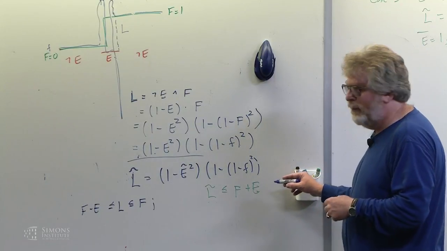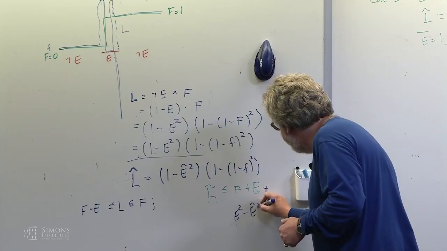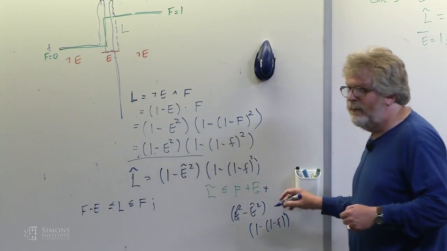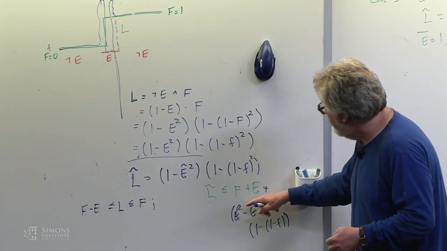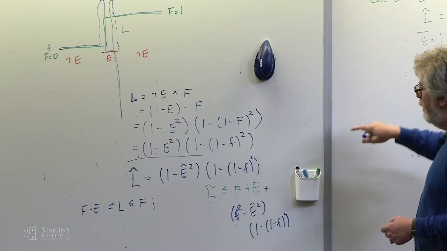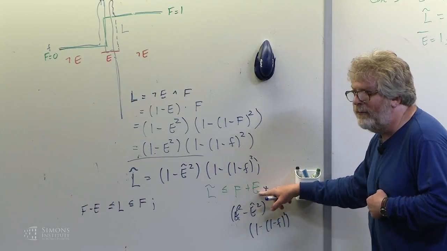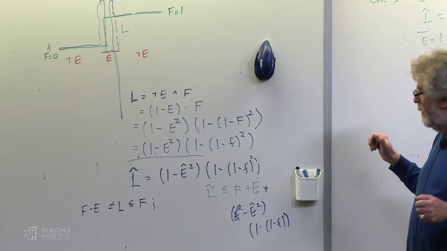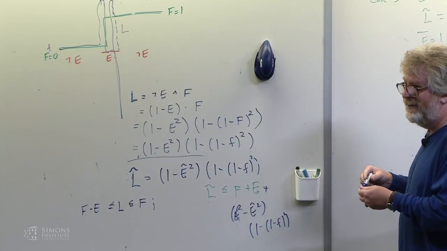So I'm going to just change it and add plus E squared minus E tilde squared times this quantity. So now hopefully I got this right. If E equals 1, then this is just L tilde, and this is adding something positive. Okay. So this isn't how Michael did it, but let's see if it works.